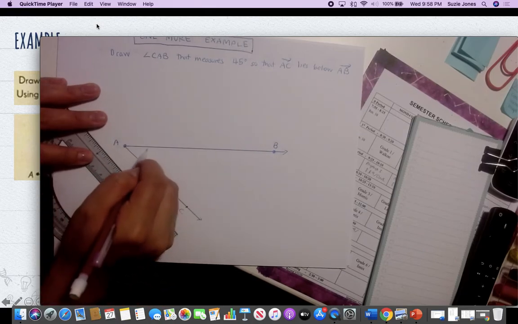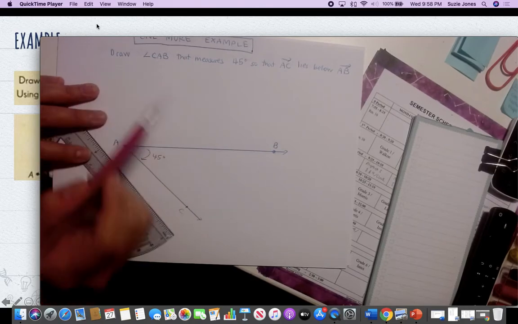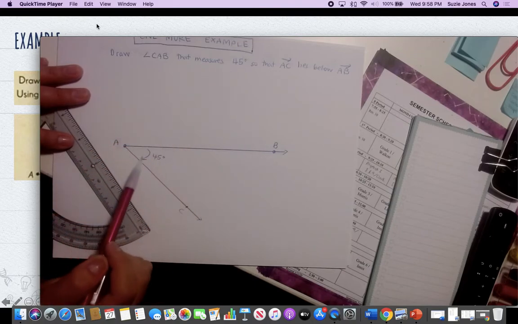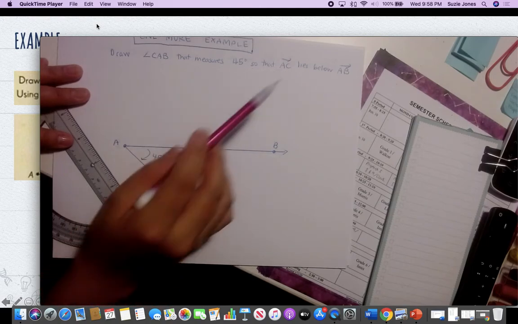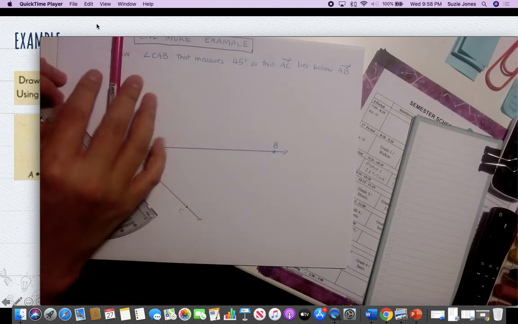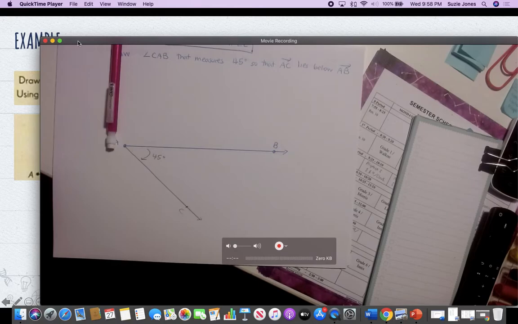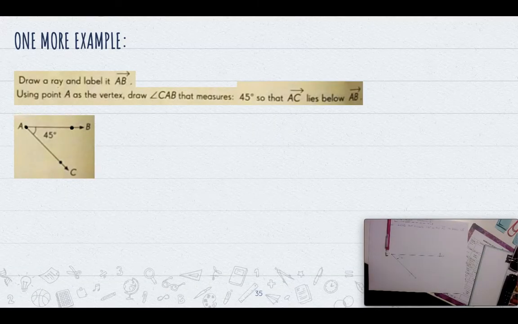Now, let's see if it meets the conditions. I drew angle CAB, check. That measures 45 degrees, check. So that ray AC lies below AB, check. All right. Nice. Okay, so this is what it looks like just on the screen. That's the above one, this is the below one, and I already did it on the paper.